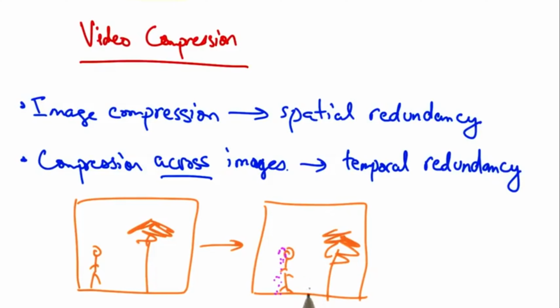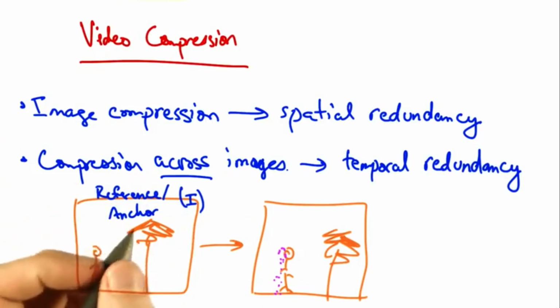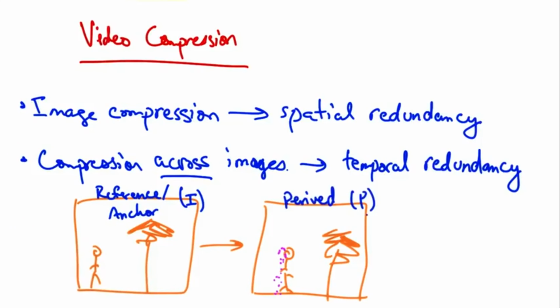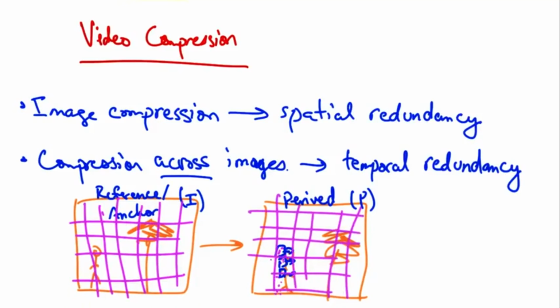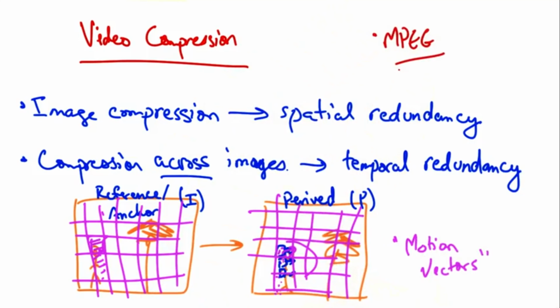Video compression uses a combination of static image compression on what are called reference frames, or anchor frames, sometimes called I-frames, and derived frames, sometimes called P-frames. The P-frame can be represented in terms of the I-frame compressed. If we take the I-frame and divide it into blocks, we can then see that the P-frame is almost the same, except for a few blocks here that can be represented in terms of the original I-frame blocks plus a few motion vectors. A common video compression format that's used on the internet is called MPEG.